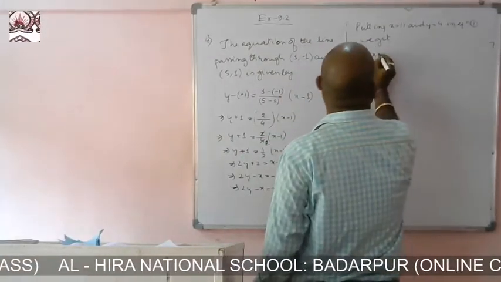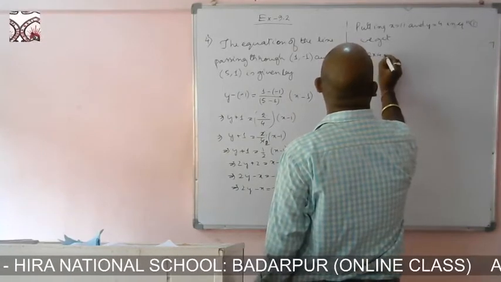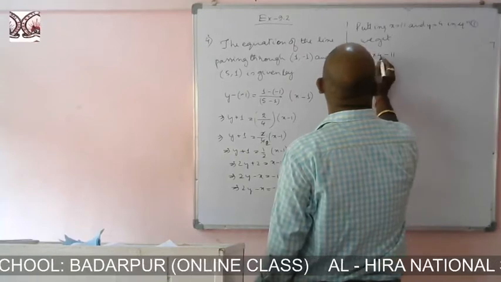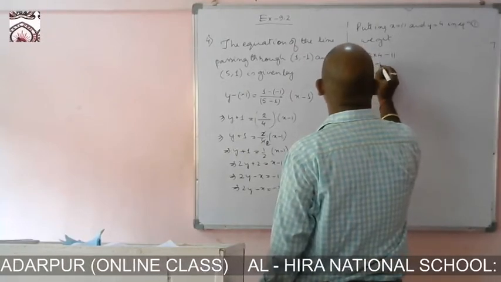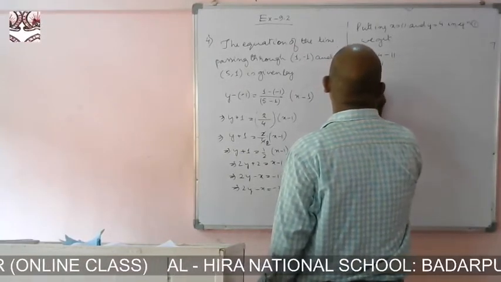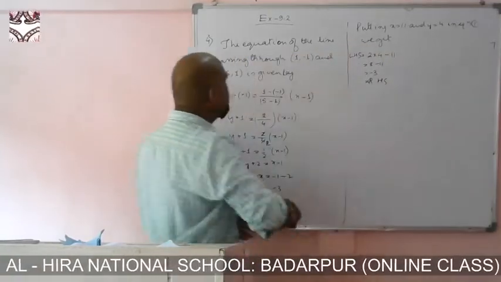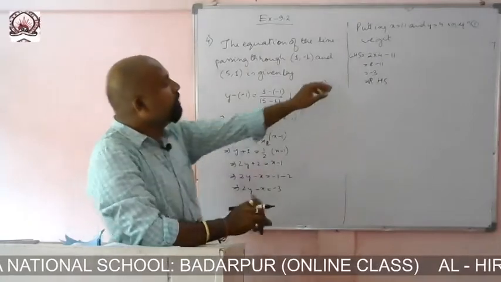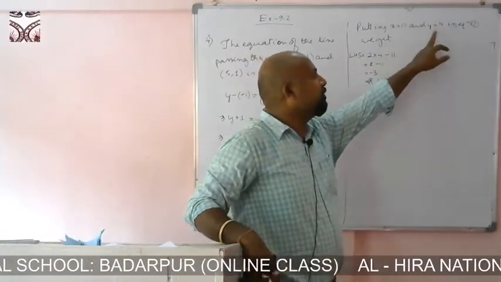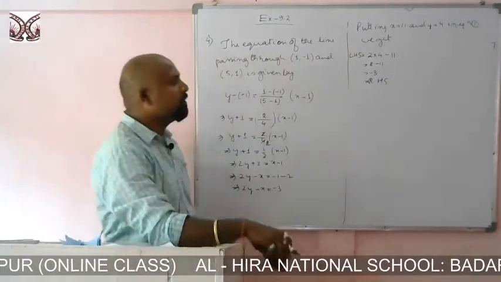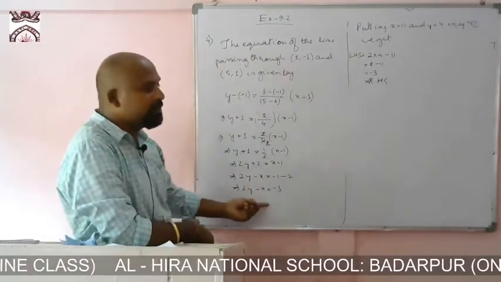2 into y. Y is how much? 4 minus of minus 11. 2 into 4 is 8 minus of 11 equal to what? We are getting minus 3 equal to right hand side. So we can say, now see, in this equation, when I put the value x equal to 11 and y equal to 4, this is the coordinate of the third point. So it satisfies this equation.